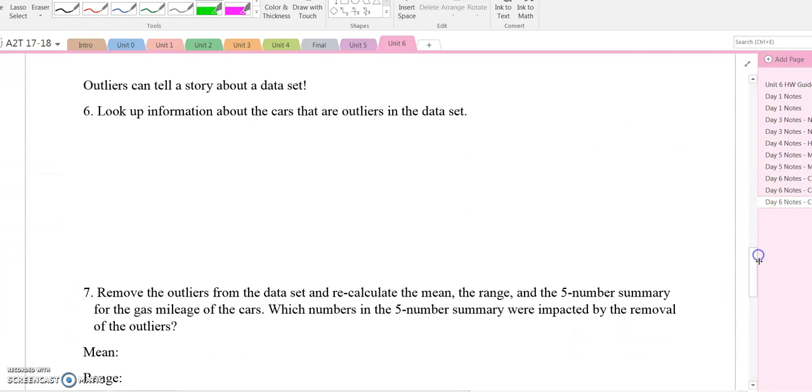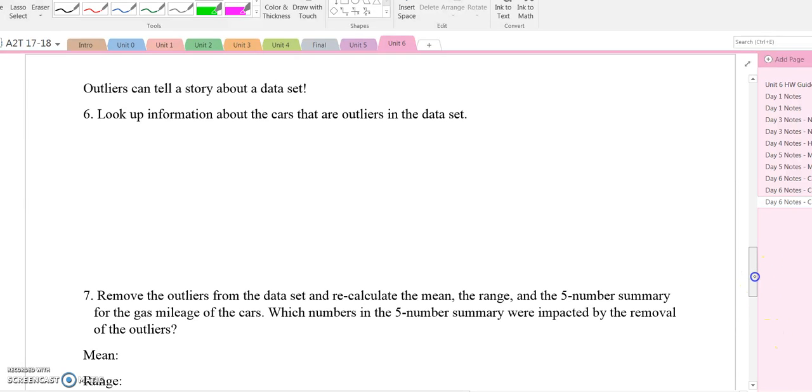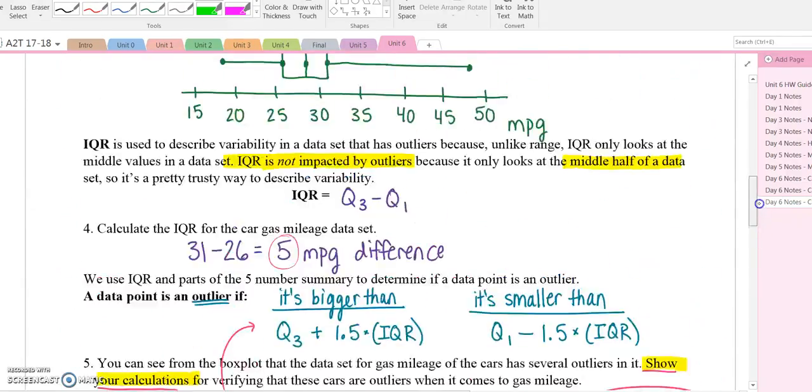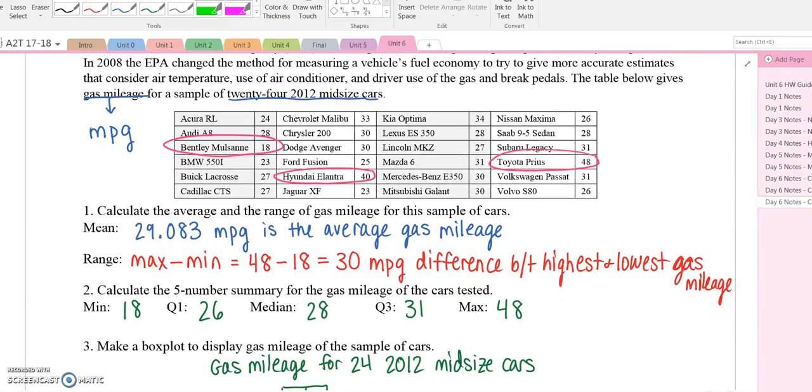Just a few things to talk about. It says, look up information about the cars that are outliers in the data set. Well, we're just going to talk about this a little bit so you can kind of see what the deal is with these outliers. So I have them circled here. Let me just highlight. These are the numbers with the higher gas mileage, and this is with the lower gas mileage. So usually knowing that they're outliers gives you some ideas about those cars.